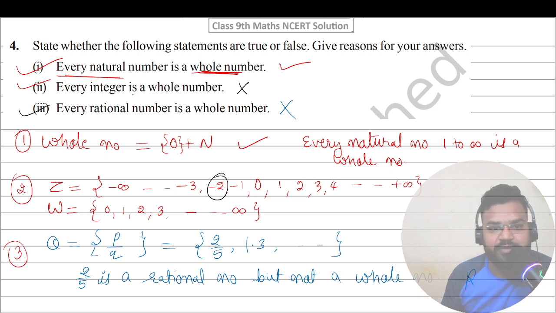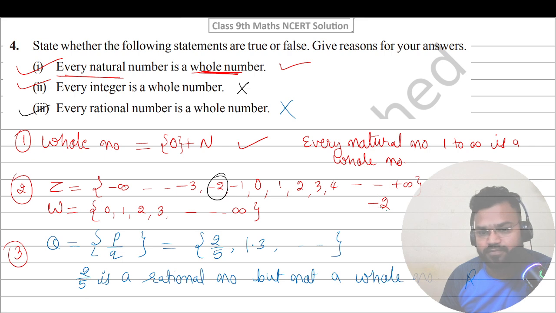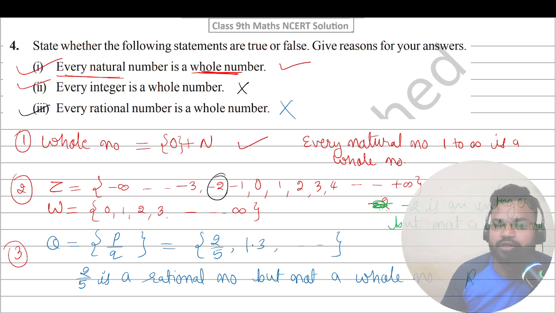And in the next one, every integer is a whole number. So no. Here you can write: minus 2 is an integer, but not a whole number. Yes or no? This will be your reason for the second one, and this is the reason for the third one.